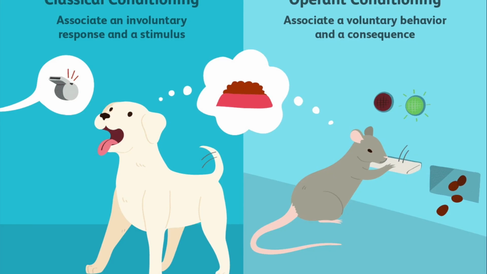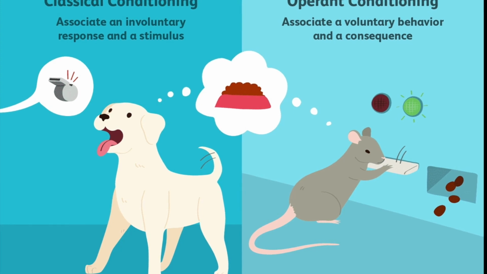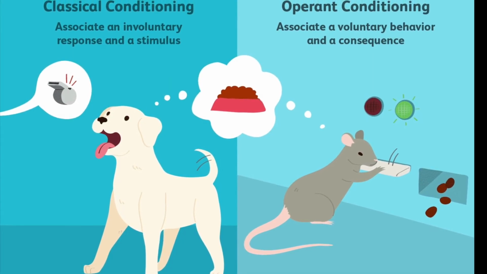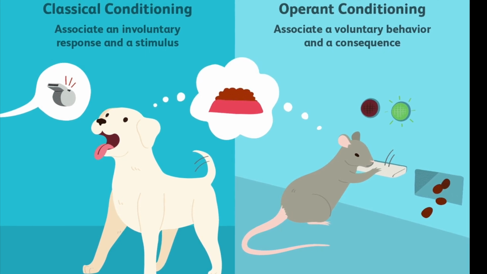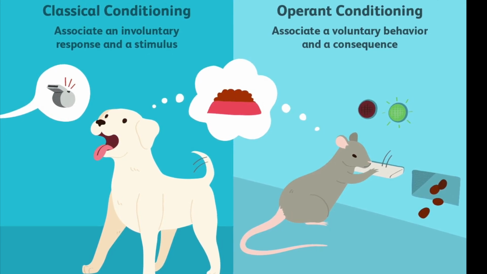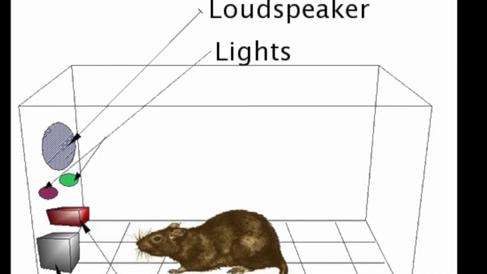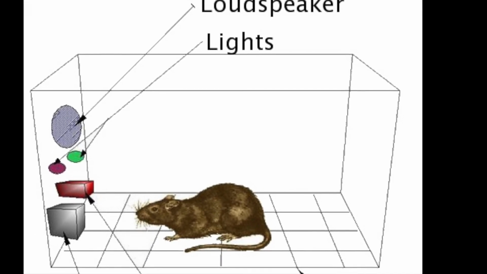The next concept I want to cover is operant conditioning. This idea suggests that an individual makes an association between a particular behavior and a consequence. These consequences can be either positive or negative. We can credit B.F. Skinner with coming up with this theory of operant conditioning.